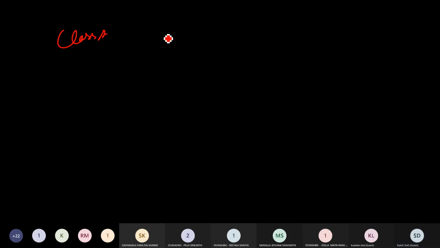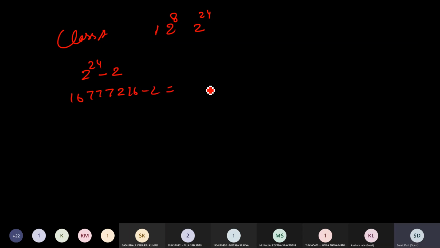For class A, network bits are 8 and host bits are 2 to the power 24. So usable hosts will be 2 to the power 24 minus 2. 2 to the power 24 becomes 16,777,216, and minus 2 gives this many hosts in class A. That is why class A has more hosts than class B or class C.